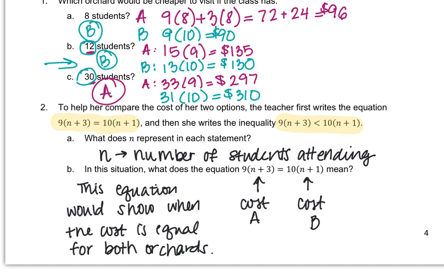Again, you guys can write that in your own words. And then our inequality here, because 9 times n plus 3 is representing the cost of A and 10 times n plus 1 is the cost of B, this inequality here would be when orchard A is less than orchard B, when it's cheaper to go to orchard A. Go ahead and go to the next slide.